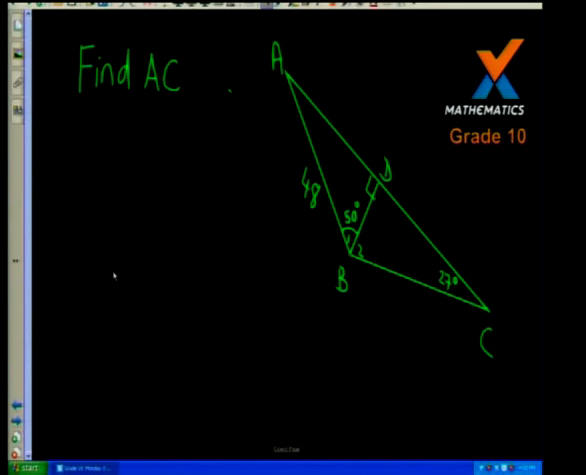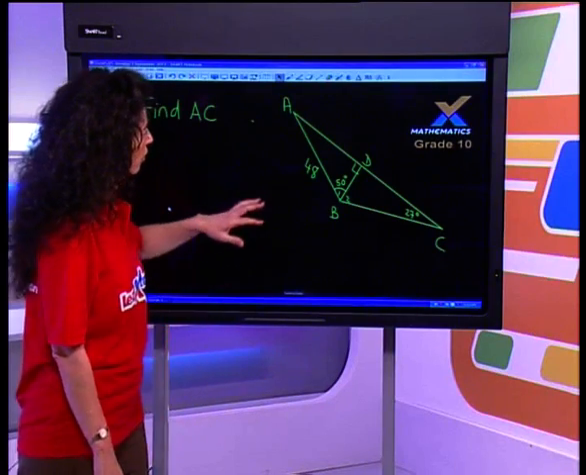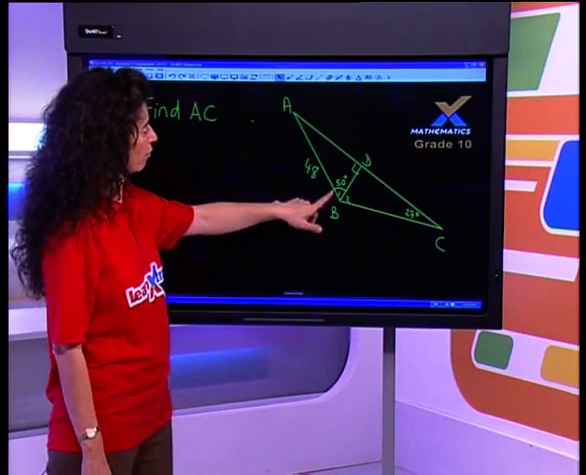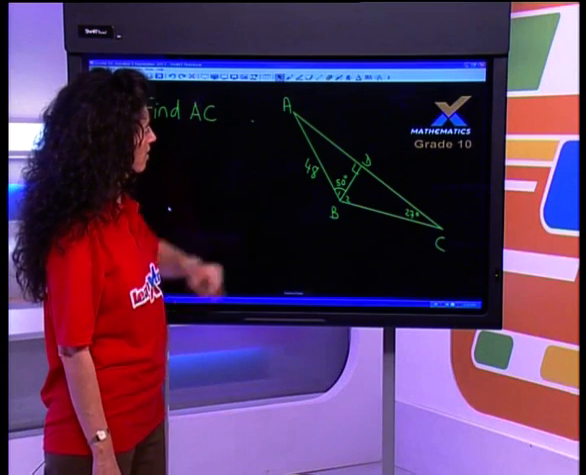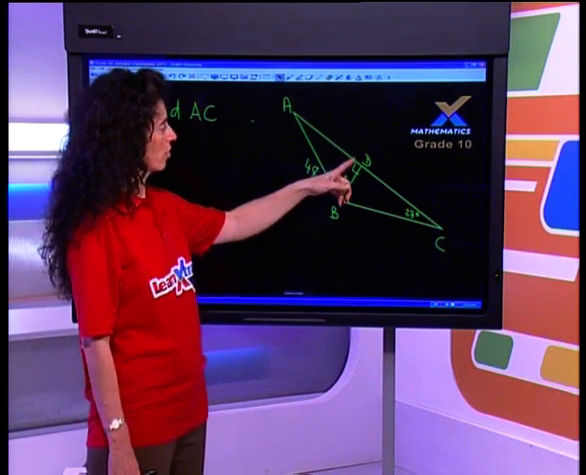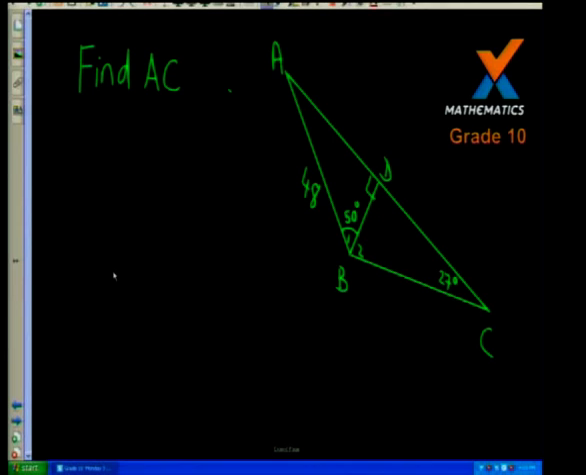And before we jump into any questions, we would like to know what kind of information is given. So if we focus on the given, we've got an angle of 50 degrees over here, we've got a side of 48, and we've got BD as a line that's perpendicular to AC, obviously therefore forming two right-angled triangles.